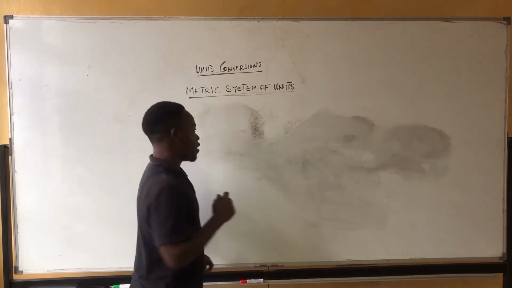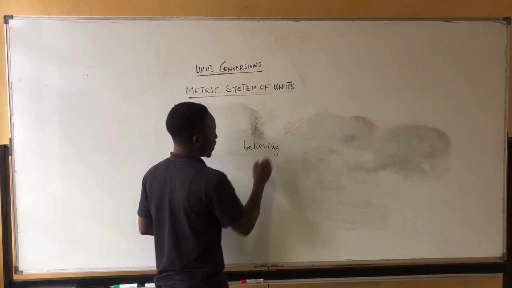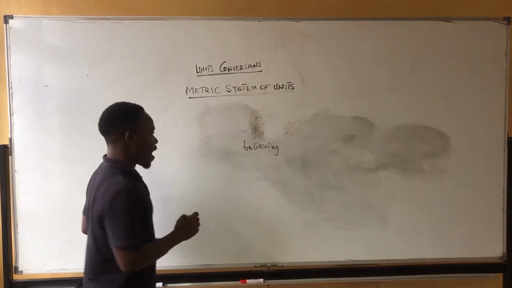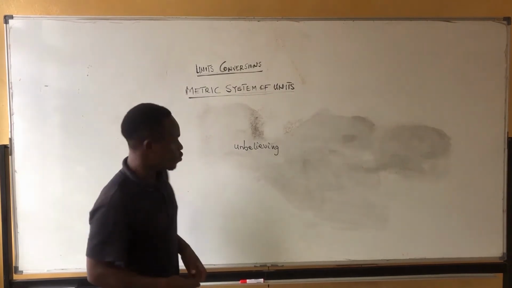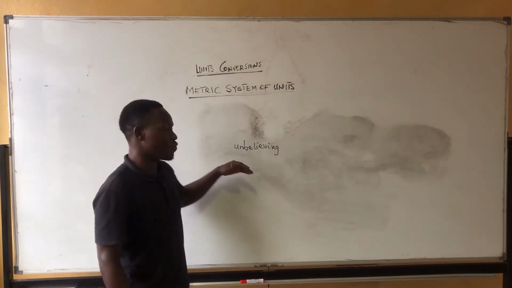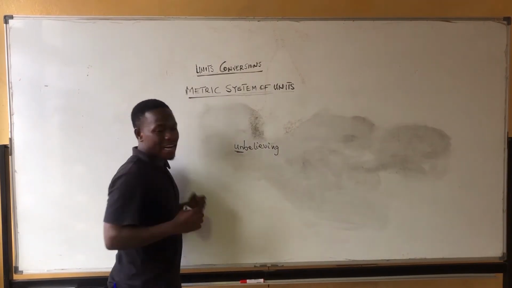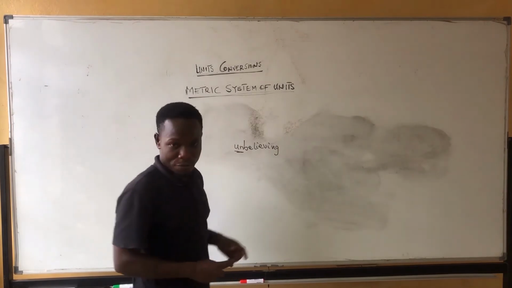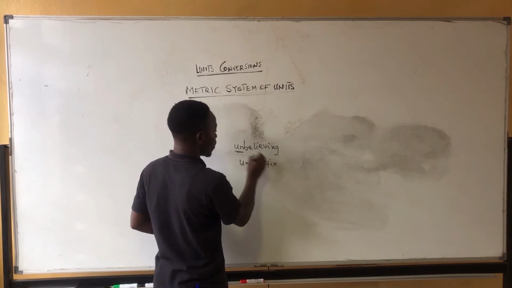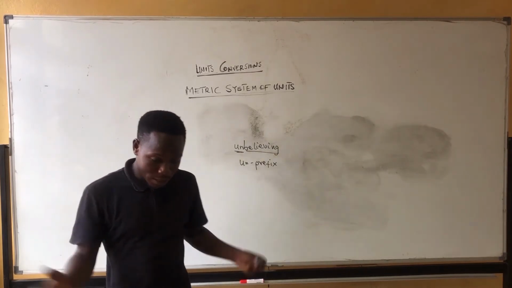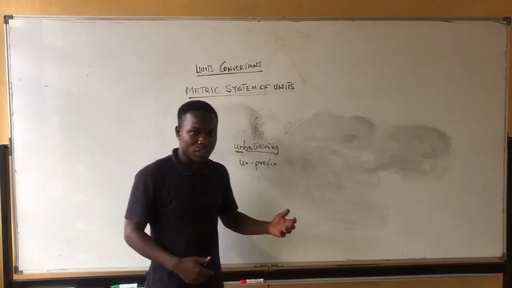For example, if I write this word, believe or believing, this is a word. And if I add something before it to make it a new word or to change the meaning, believing is not the same as unbelieving. So obviously, I am making a new word by adding something before it, and that makes the un a prefix because it comes before the main word, which is believing. Basically that's what we are going to be doing. We are going to be learning prefixes, and that is what is going to help us convert between units.